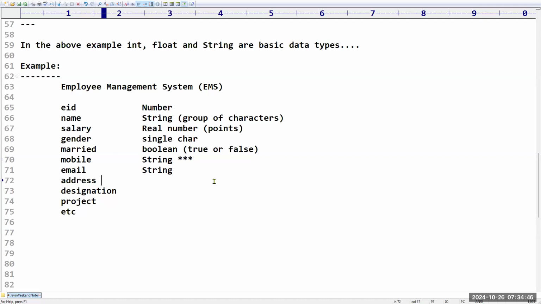Email ID, it is also string. Address, it is also string. Designation, it is also string. Project title, it is also string. Like that, if you take any project, these are nothing but some kind of analysis that we need to make at the very beginning. If you have any queries up to this, I have three important points to be discussed on this project. So I will demonstrate that. Any questions from your end?